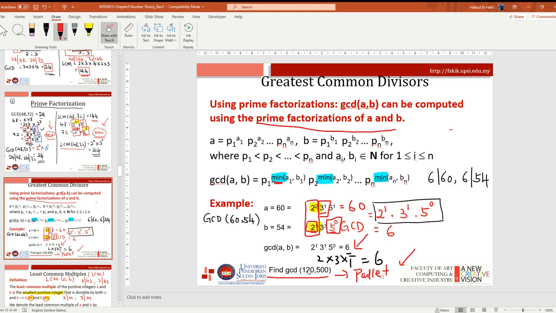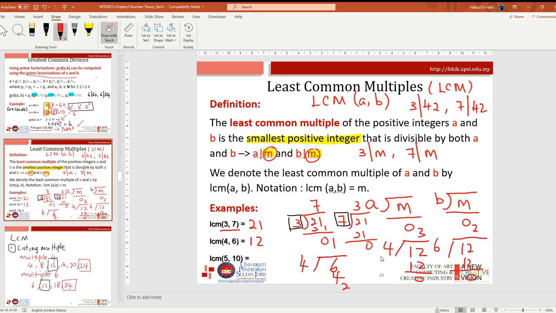Okay, and then find the GCD for 120 and 500. You should write it in a Padlet. For this one, please upload your exercise in Padlet. Okay, so far, do you have any questions? LCM and GCD, is it okay?